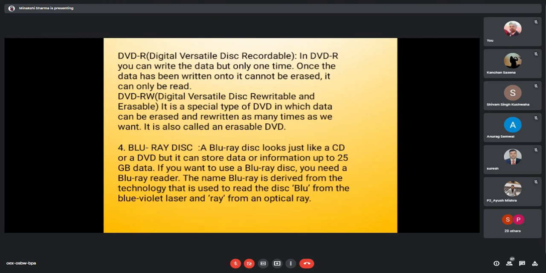Fourth storage device is the Blu-ray disc. It looks like a CD or DVD but can store data and information up to 25 GB. If you want to use a Blu-ray disc, you need a Blu-ray reader.